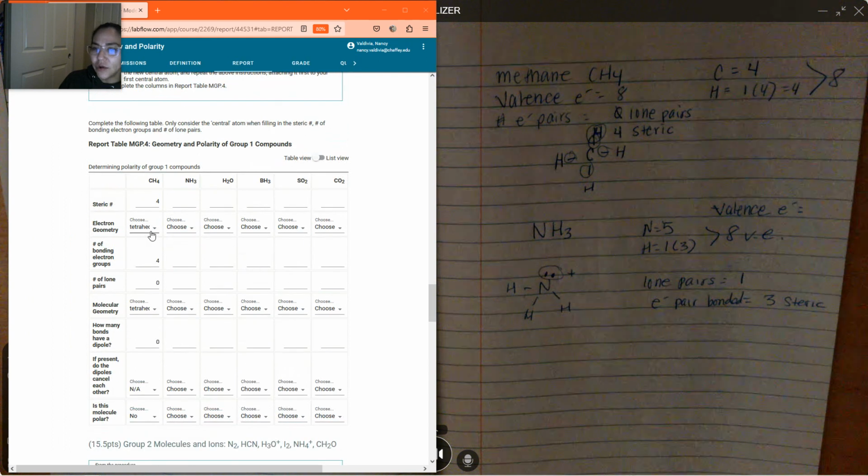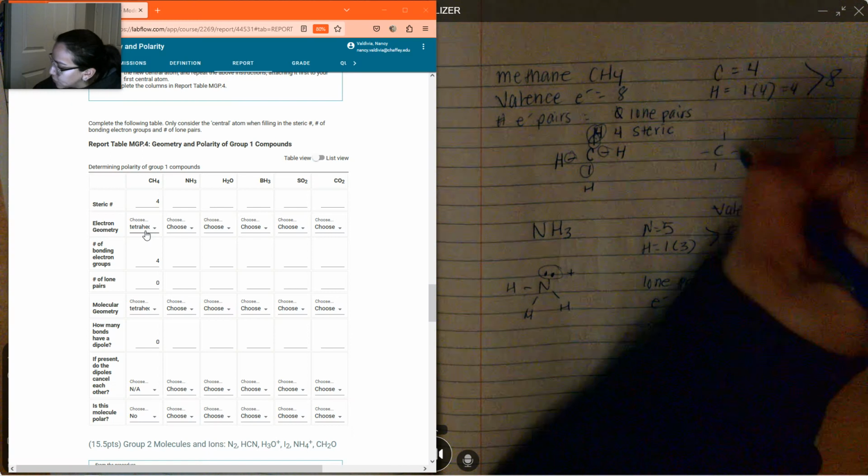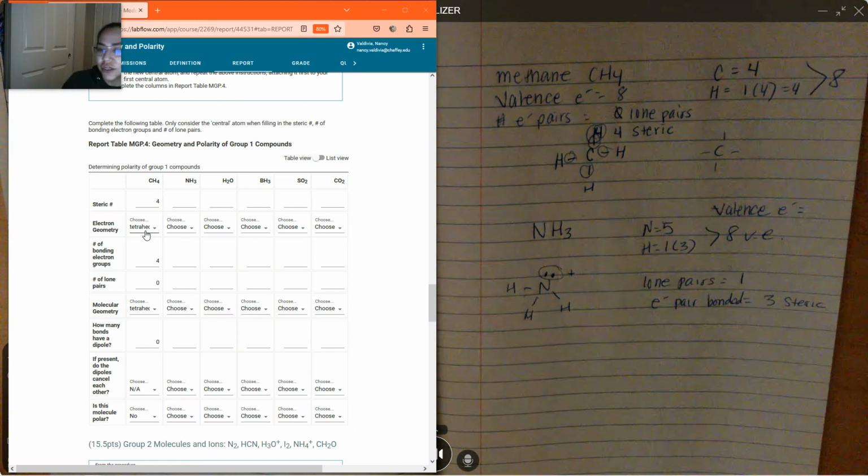So based on these drawings, for CH4, this one that we said had 4 steric. The electron geometry is the shape that it formed, and it's 1, 2, 3, 4. It formed the tetrahedral. The number of bonding electron groups is 4. The number of lone pairs, 0. The molecular geometry is also a tetrahedral, and that is because there is no lone pairs. Lone pairs would actually make it a different shape.